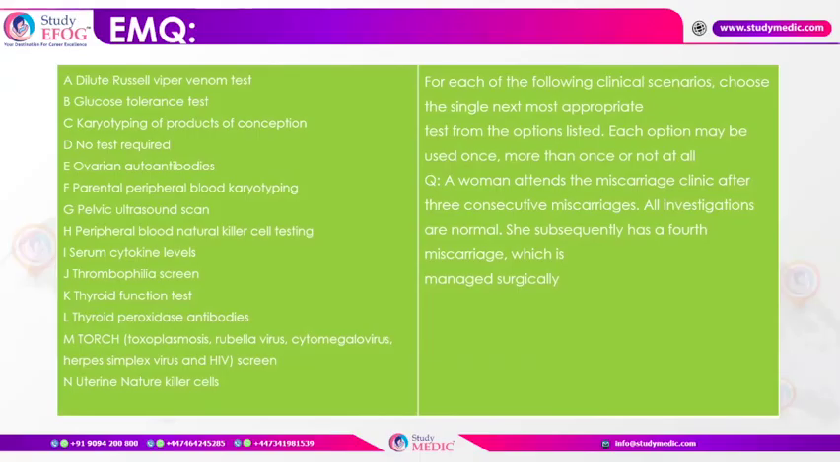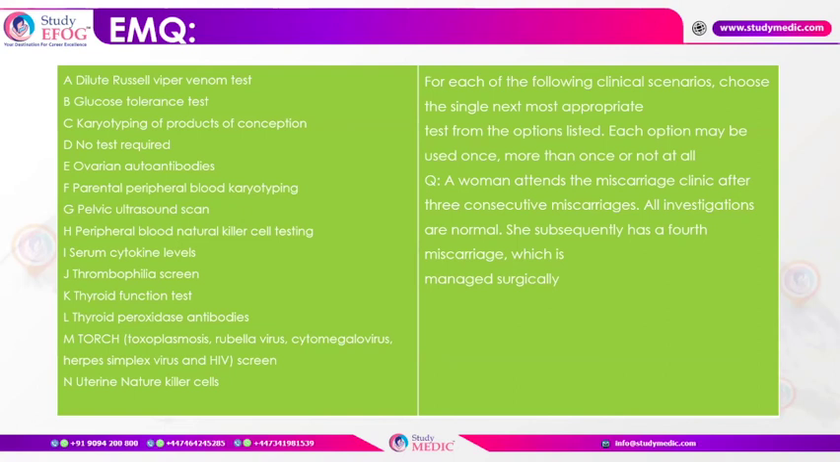The woman attends the miscarriage clinic after 3 consecutive miscarriages. All investigations are normal. She subsequently has a 4th miscarriage, which is managed surgically. So what is the clinical scenario? You have to choose for this patient the further test.